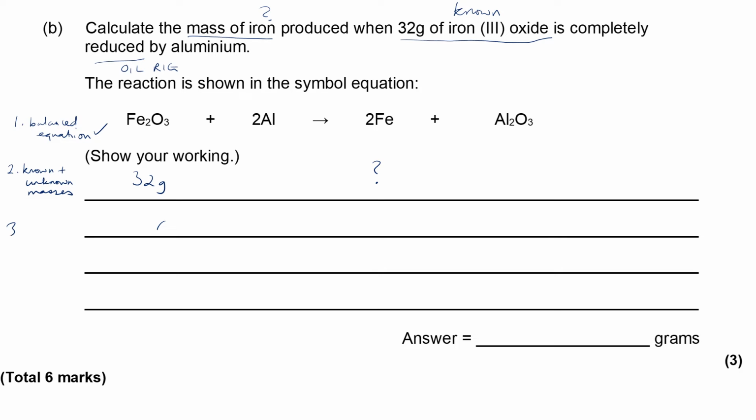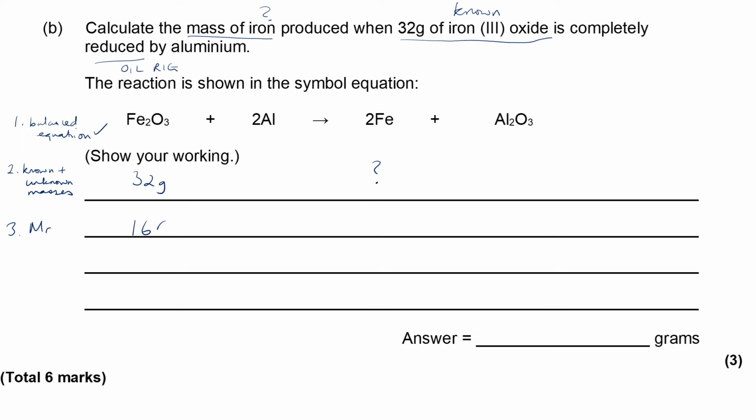So the next step is to actually put down the masses that I've been given and the masses that I'm trying to find out. So underneath the balanced equation, I'm going to write 32 grams underneath iron oxide, and then I'm going to put a question mark underneath the iron, because that's what I'm asked to find out.